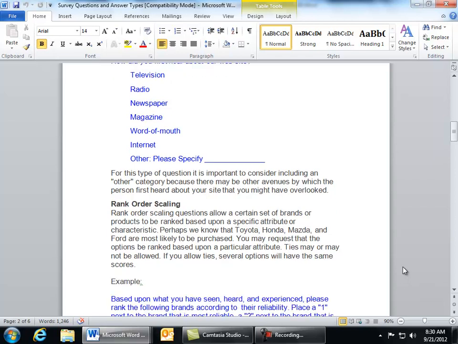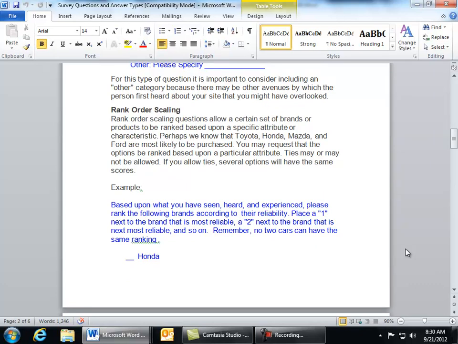The next type of questioning is rank order scaling. Rank order scaling questions allow a certain set of brands or products to be ranked based upon a specific attribute or characteristic. Perhaps we know that Toyota, Honda, Mazda, and Ford are most likely to be purchased. You may request that the options be ranked based upon a particular attribute, and ties may or may not be allowed. If you allow ties, several options will have the same scores.